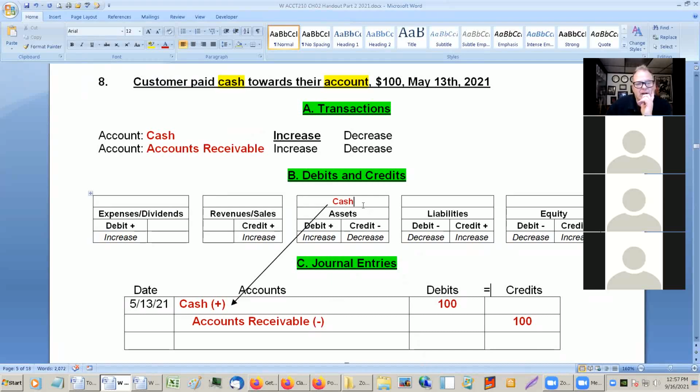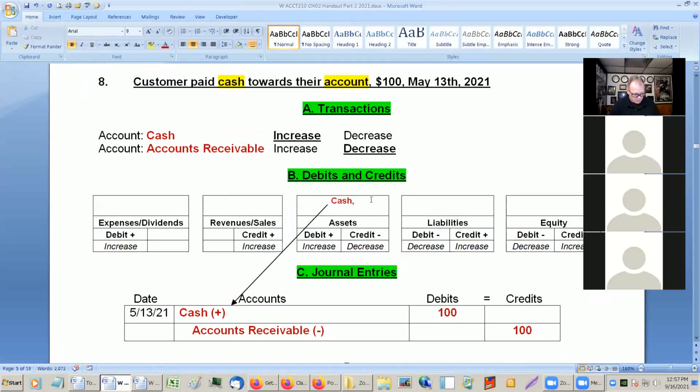Yes, this is decreasing, absolutely. Because it's decreasing, it's still an asset, but it's decreasing. They no longer owe us.